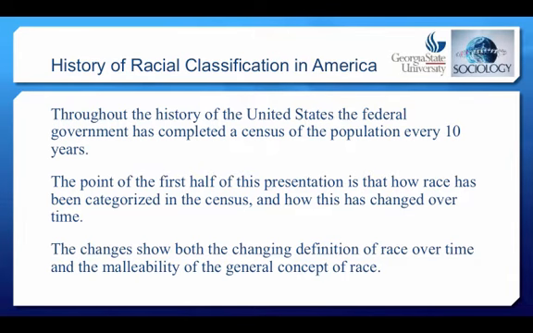So it also points out that this is a very malleable concept of race. Like we talked about earlier in the class, it's a social construction, and we make it up, and you can see how it's been made up and changed over time.